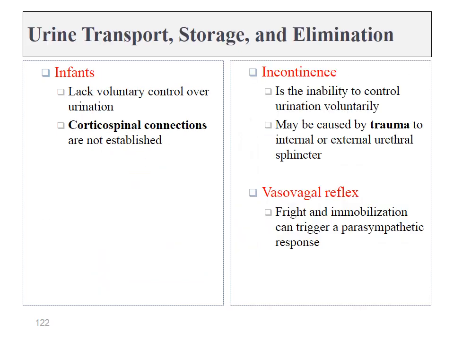In infants, this reflex isn't controlled yet, and so this can lead to incontinence. Damage to any of the sphincters could also lead to incontinence. Lastly, we also talked about the vasovagal reflex. Extreme fright can sometimes trigger a parasympathetic response rather than a sympathetic one. And with massive parasympathetic stimulation, this could lead to a massive drop in blood pressure that causes the person to pass out, and they might also urinate.